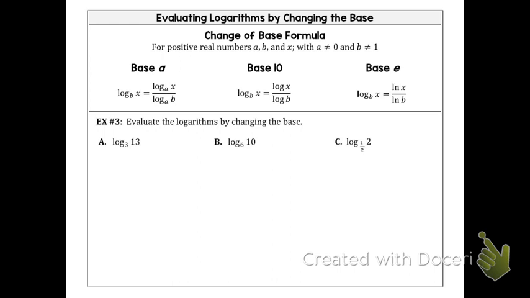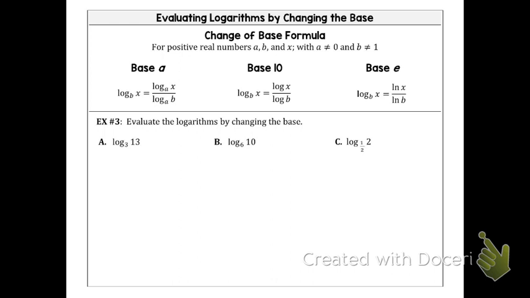So if we're going to go to base a, you're going to take your log base b of x, and to change it to base a, you're going to put log base a on top and bottom of a fraction. And it's going to be log base a of x over log base a of b. If we wanted to go to base 10, then our log base b of x would become log base 10 of x over log base 10 of b. Or if we wanted to go to base e, it would be log base b of x equals natural log of x over natural log of b. Because remember, natural log is log base e.